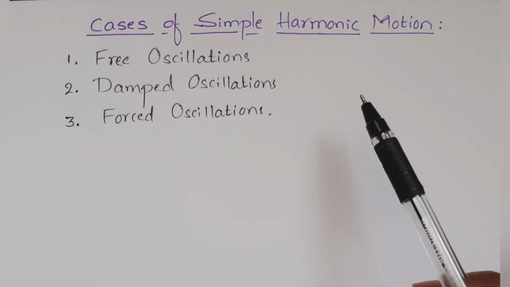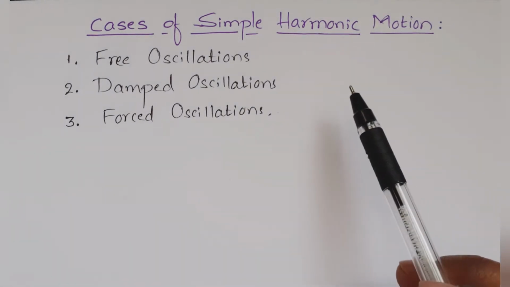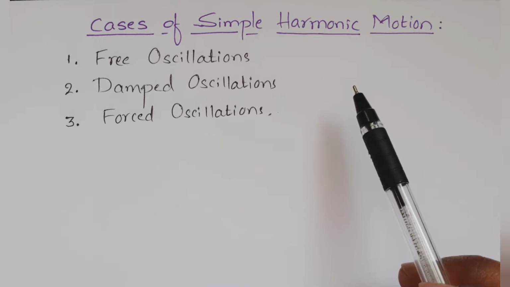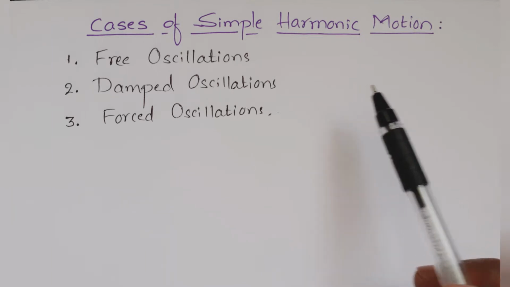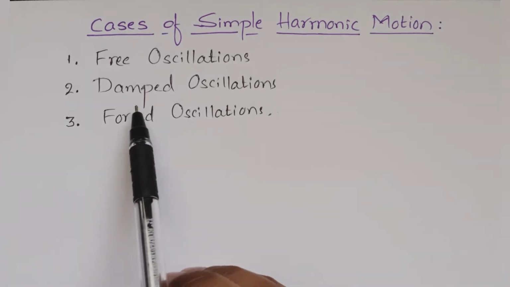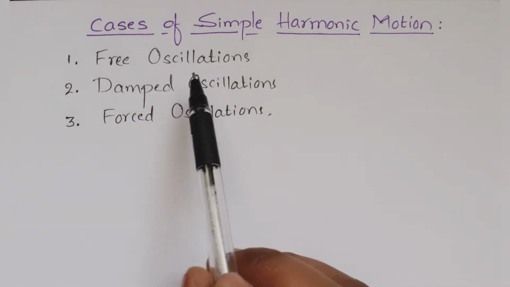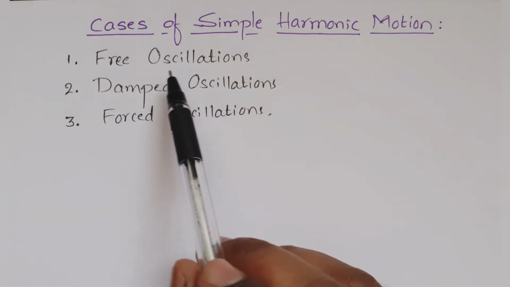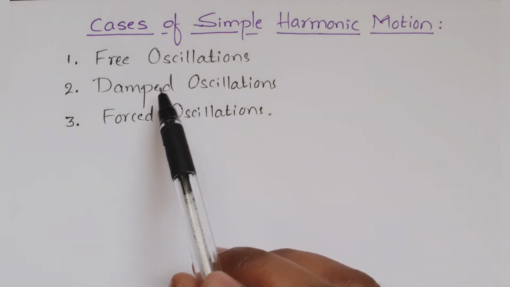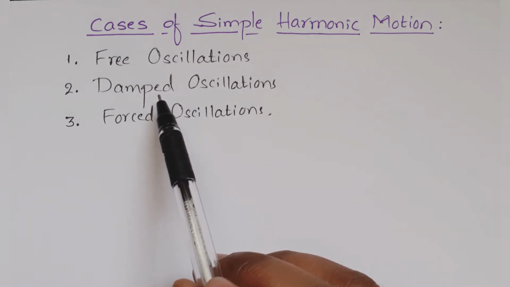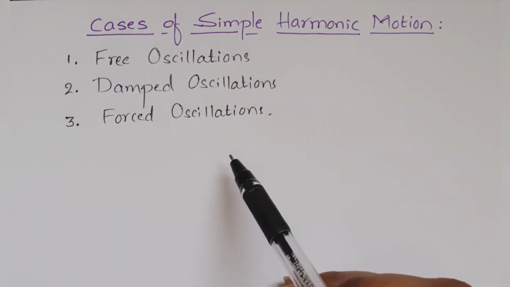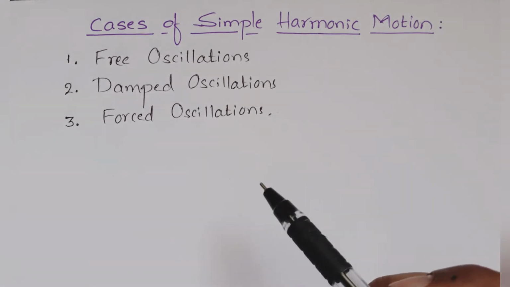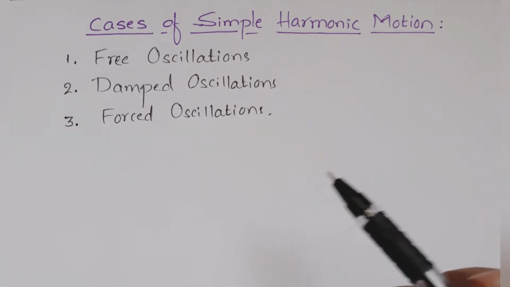Hello everyone. In the previous video, we have seen what simple harmonic motion is and we have derived a simple differential equation of SHM. Now we will see the different cases of simple harmonic motion. We have three cases: one is free oscillations, the second is damped oscillations, and the third is forced oscillations. One by one we will see them, starting with free oscillation.